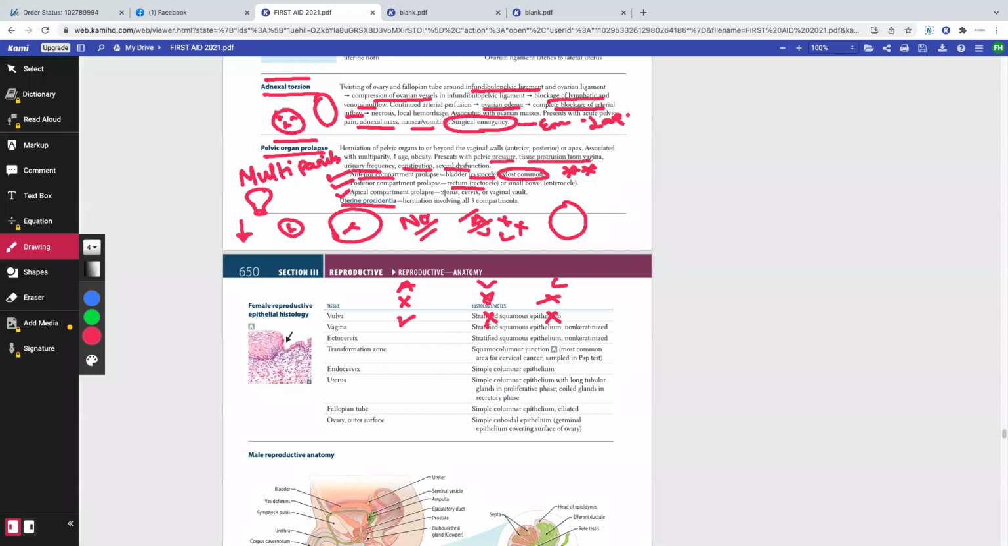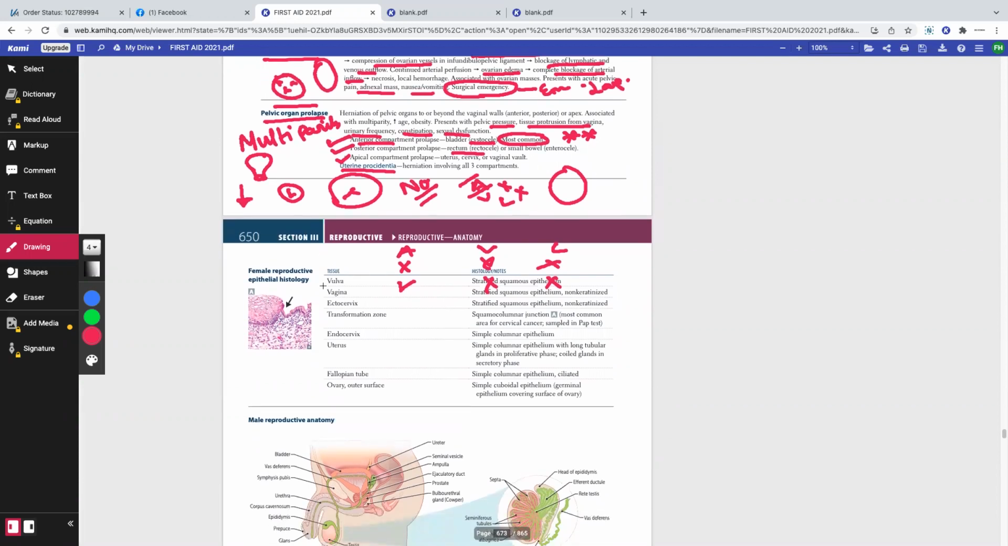Then can we also advise the females to have some sort of exercise regime where they can strengthen their levator ani muscle? Yes or no? The answer is yes. Do we call them Kegel exercises? The answer is yes, right? So those are some of the things that we can do to prevent further prolapse.